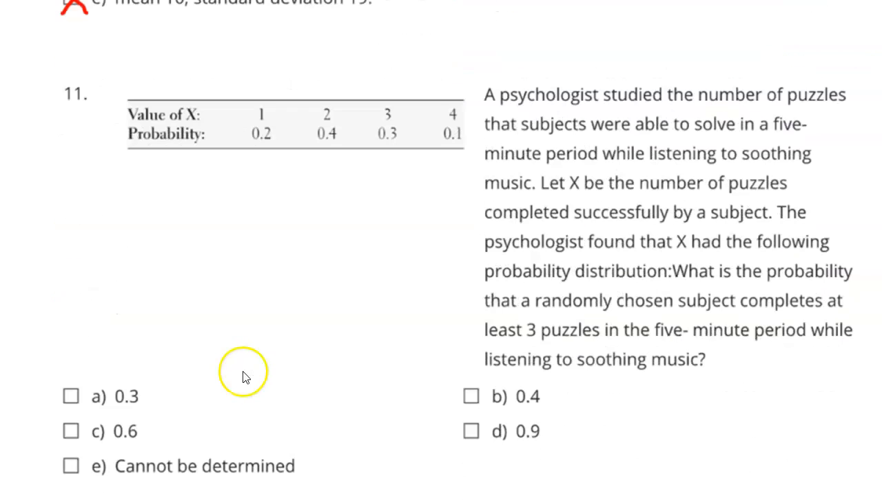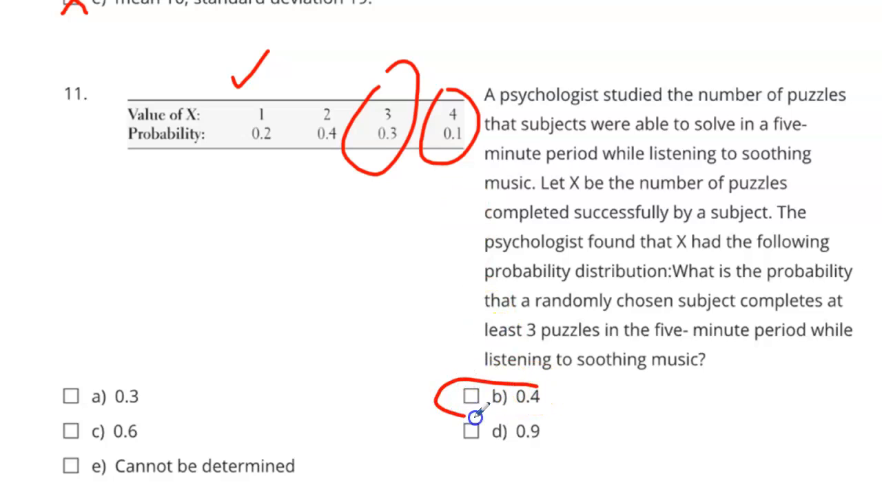Moving on to number 11. A psychologist studied the number of puzzles that subjects were able to solve in 5 minutes while listening to soothing music. Let X be the number of puzzles completed successfully. So it could be 1, 2, 3, or 4 here. Surprising that nobody was able to solve more than 4 puzzles in 5 minutes. I guess we don't really know what the puzzles are. X has the following probability distribution, which is here. What's the probability that a randomly chosen subject completes at least 3 puzzles? At least 3. So this one and this one, in the 5-minute period while listening to soothing music. Well, 0.3 plus 0.1, that's 0.4. Pretty straightforward, if you ask me.